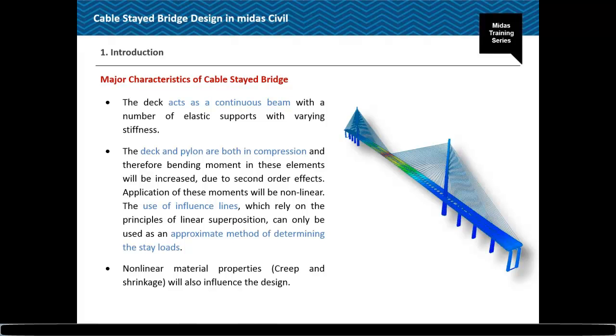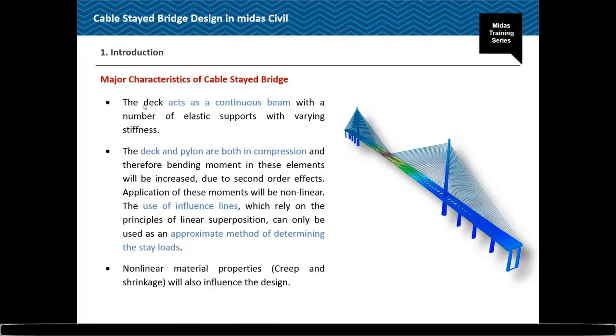So I would like to start with the major characteristics of the cable stayed bridge. The cable stayed bridge is a structural system effectively composed of cable, main girder, and towers. In the cable stayed bridge, by entering the initial pretension force of the cable, it can reduce the bending moment in the girder, and the depth of the girder can also be reduced. So you can see the major characteristic of the cable bridge.